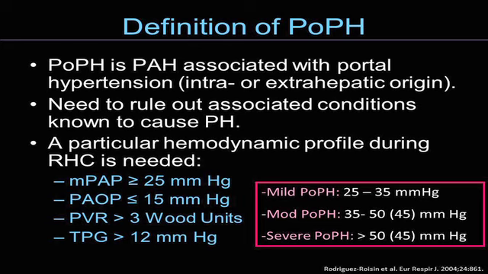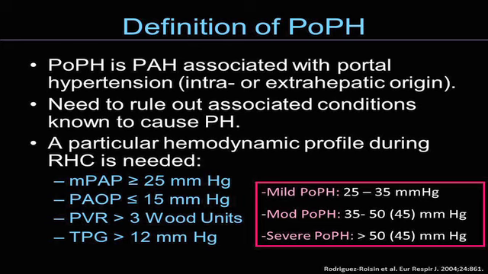And they need to have a particular hemodynamic profile. So when right heart catheterizations are done in these patients to confirm the diagnosis of pulmonary hypertension, these things need to be looked at in order to see if this profile is fit, and then qualify the patient as a porto-pulmonary hypertension individual. The mean pressure needs to be above 25. The occlusion pressure needs to be below 15, like in pulmonary arterial hypertension patients, PVR above 3.